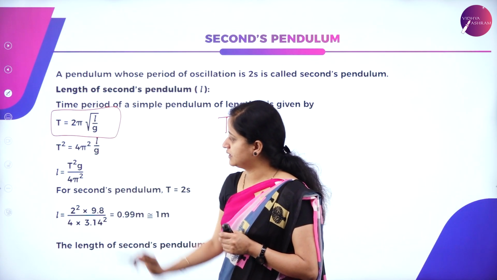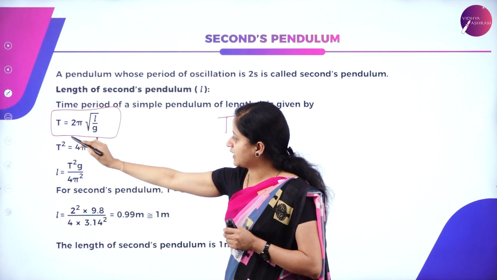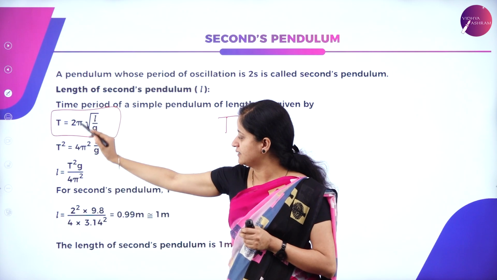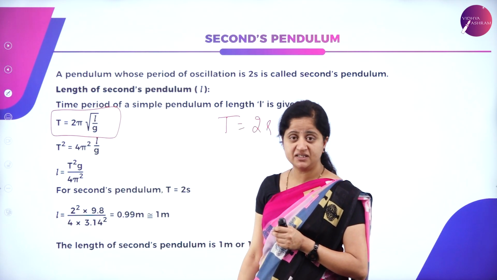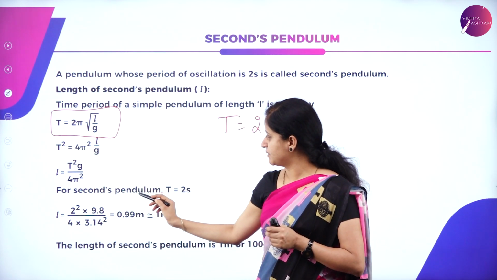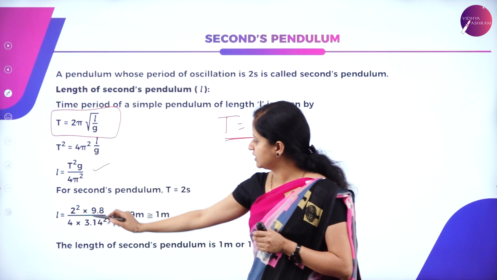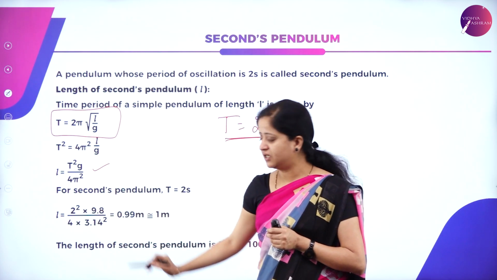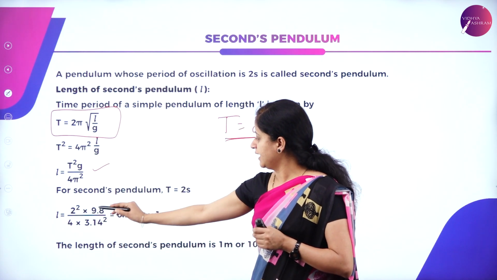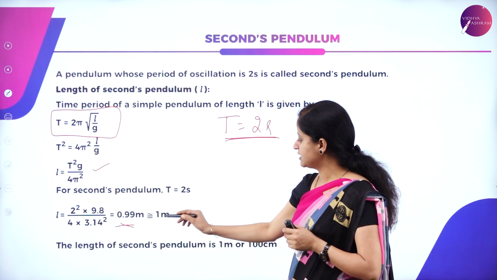So now let us substitute this to find the length. We need the L term, so let us simplify this. To remove the square root, we shall square the equation on both sides. So we get T square is equal to 4 pi square into L divided by g. So L is equal to T square into g divided by 4 pi square. Now for a seconds pendulum, T is equal to 2 seconds. So substituting the same in this equation, we get 2 square into 9.8 divided by 4 into 3.14 the whole square. Now 2 square is nothing but 4. 4 and 4 will get cancelled. 9.8 divided by 3.14 the whole square, we will get 0.99 meter, which is almost equal to 1 meter.